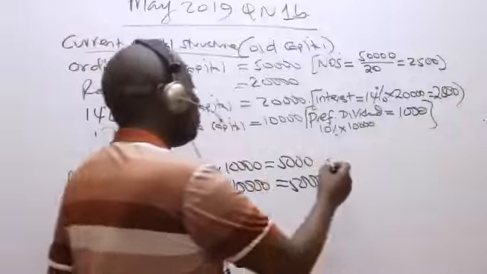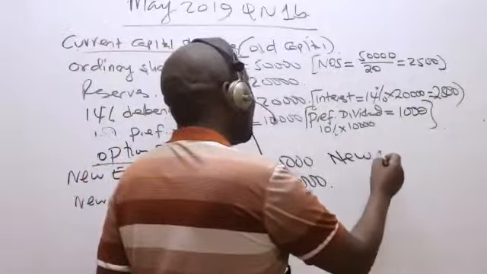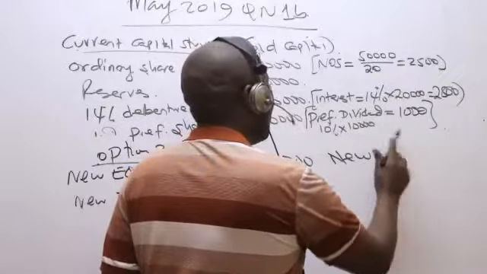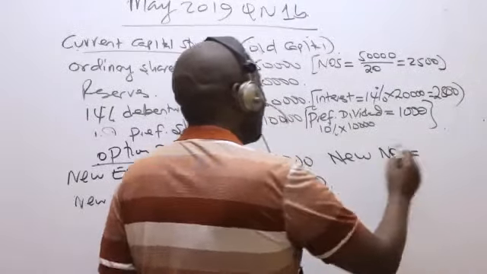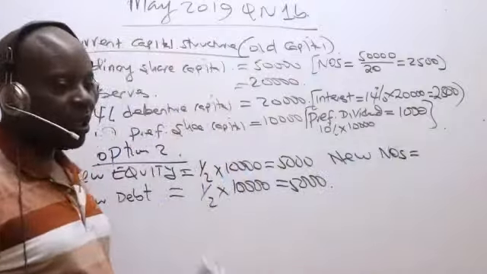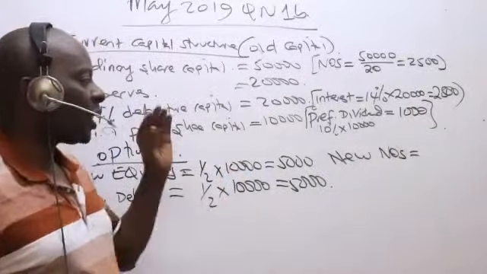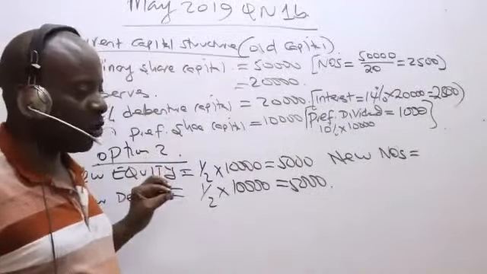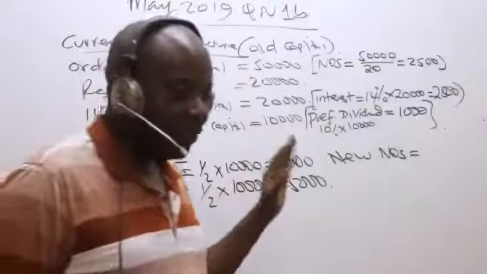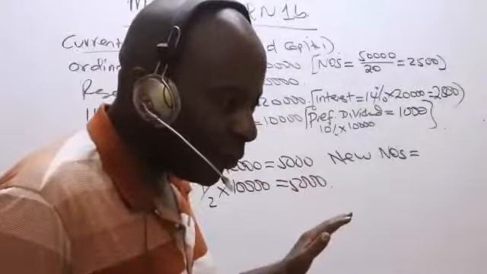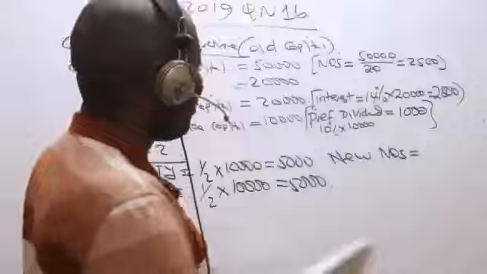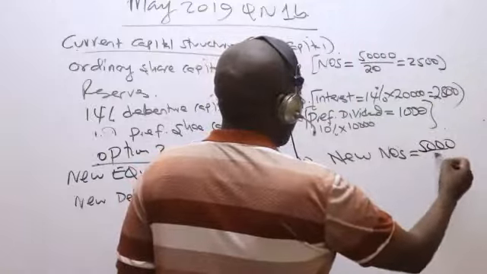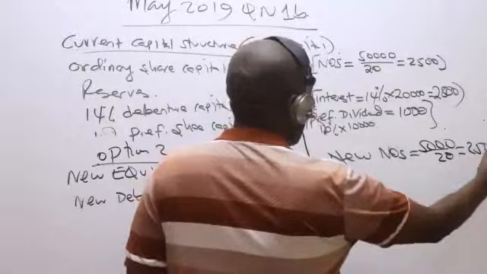Therefore, come and give me the new ordinary shares, the new notes. To get the new notes, we shall take the share capital divided by the par value. Share capital is 5,000 and the par value is 20, which gives me 250.